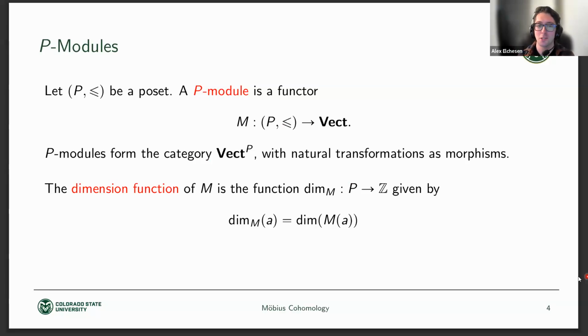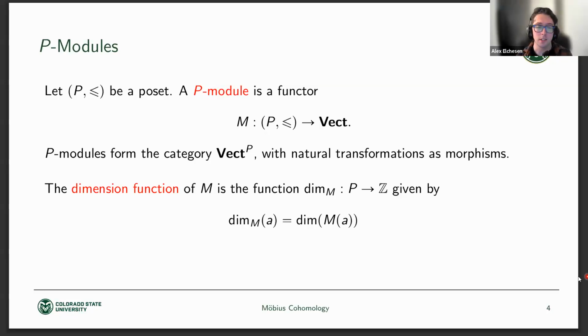So for us, a P module is just going to be a functor from the poset to the category of vector spaces, where you view the poset as a category. And really, that's doing exactly what we said. You're just assigning a vector space to each point of the poset, and then whenever you have a relation in your poset, you get a linear map between those two vector spaces. And functoriality is just telling you that everything commutes. And so these P modules form a category, vect P, and the morphisms between those are natural transformations.